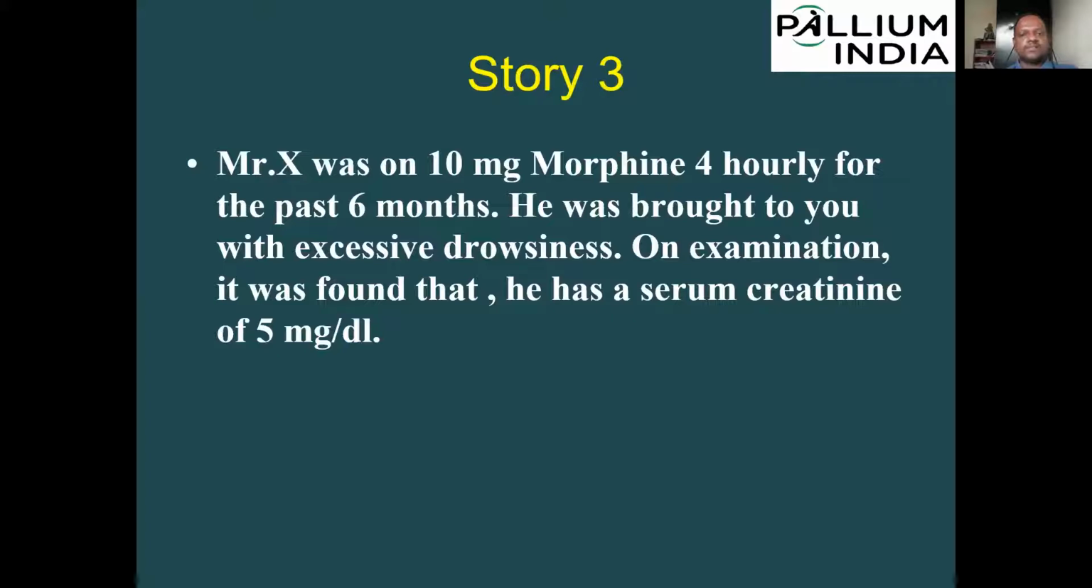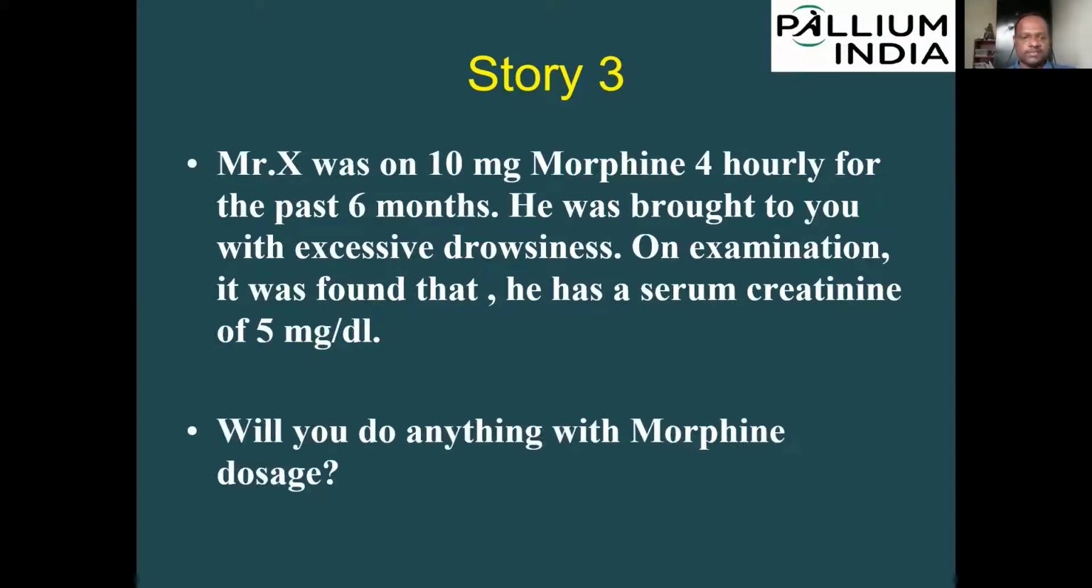So this was story three. The same patient who was on 10 milligram of morphine every 4 hourly for the past 6 months was brought to you with excessive drowsiness. On examination, it was found that he has a serum creatinine of 5 milligrams per deciliter. Will you do anything with the morphine dosage? Group 3.